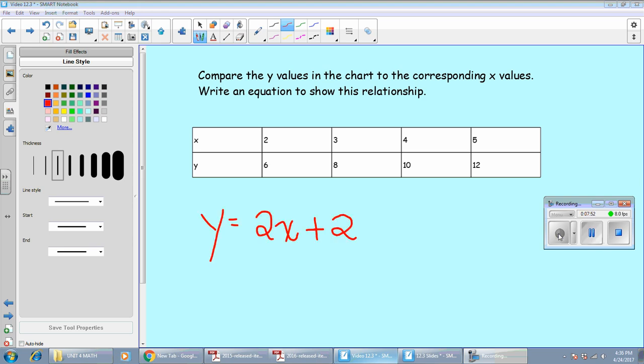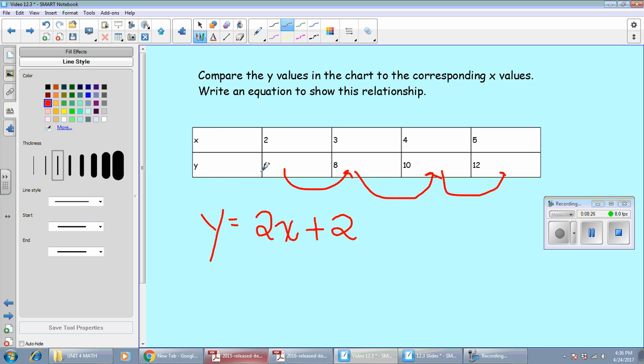Alrighty, so you should have gotten y is equal to 2x plus 2. So for all the x's, you should have multiplied them by 2 and then added 2. Now, I'm going to show you a trick that you can use to sometimes help you figure out what you're going to multiply x by. Something I noticed is that if there's a pattern going up in the y's, that pattern in itself might be the number you multiply x by. And we'll go into this a little bit further later on.